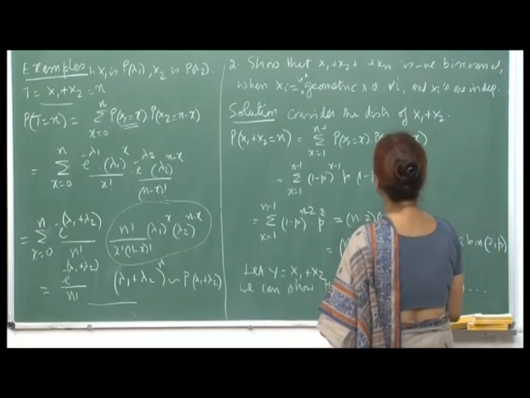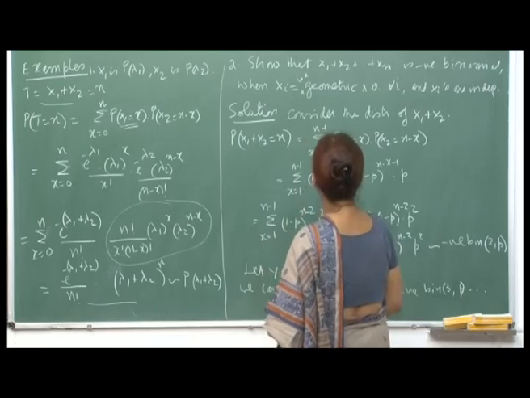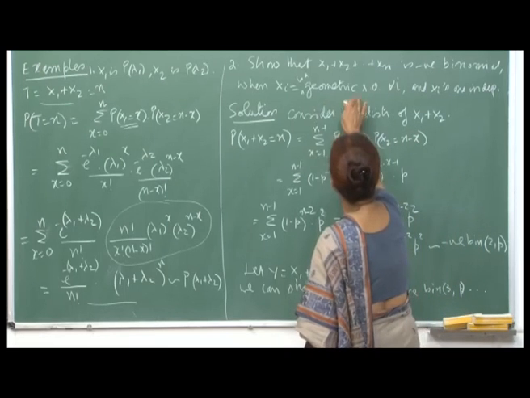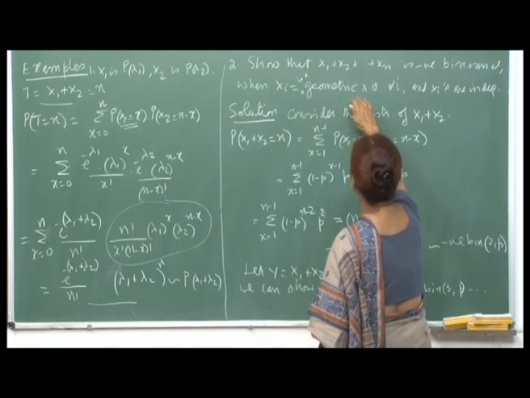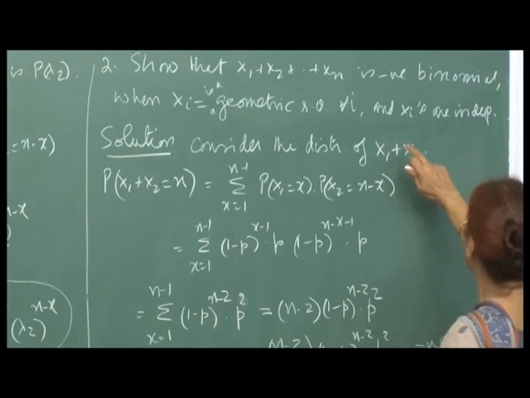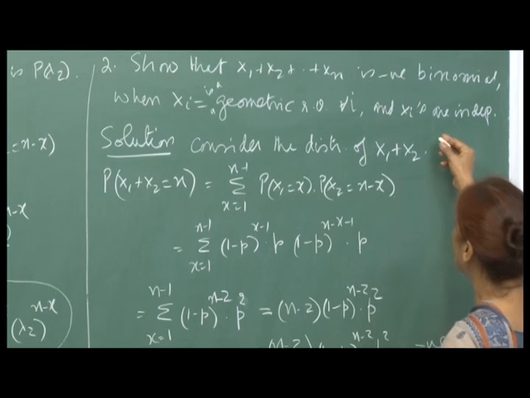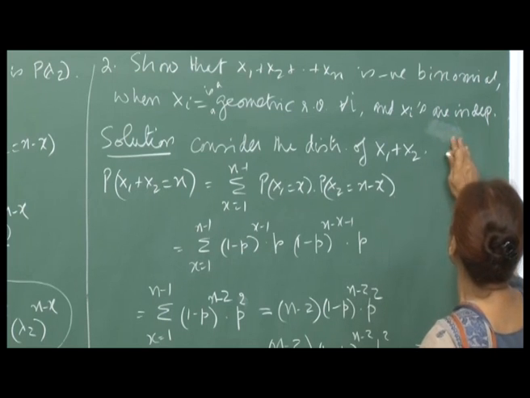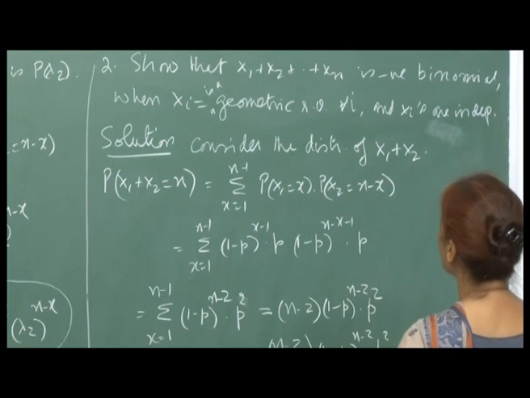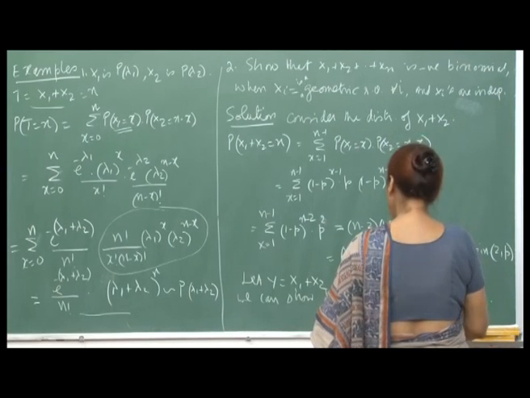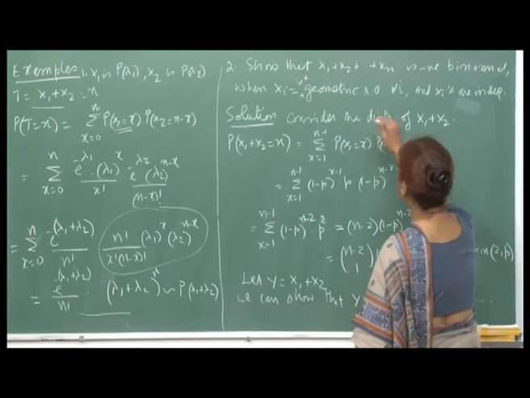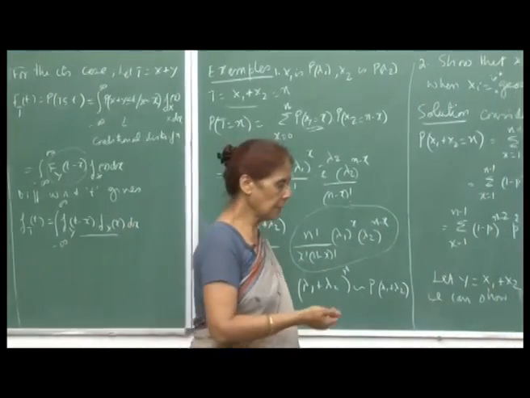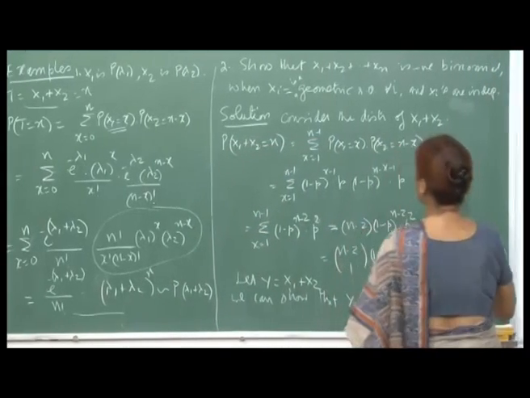And so, here now we are extending this concept to the sum of more than 2 independent random variables, where the x i's are independently identically distributed geometric random variables with probability of success p. When you describe a geometric random variable, you just need to know the probability of success, and then you want to find the probability that you will get a success in n trials.